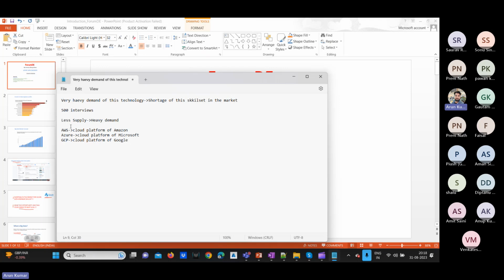And we will be learning data engineering over this Azure platform. Data engineering can be done over all three platforms, AWS, Azure or GCP, but we will be learning data engineering on the Azure platform.